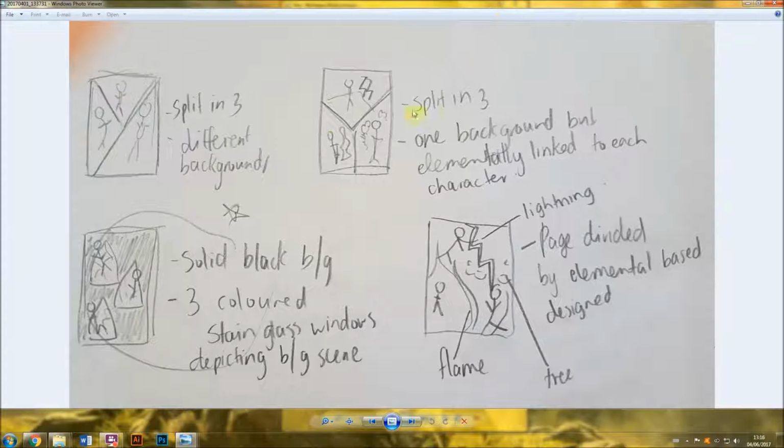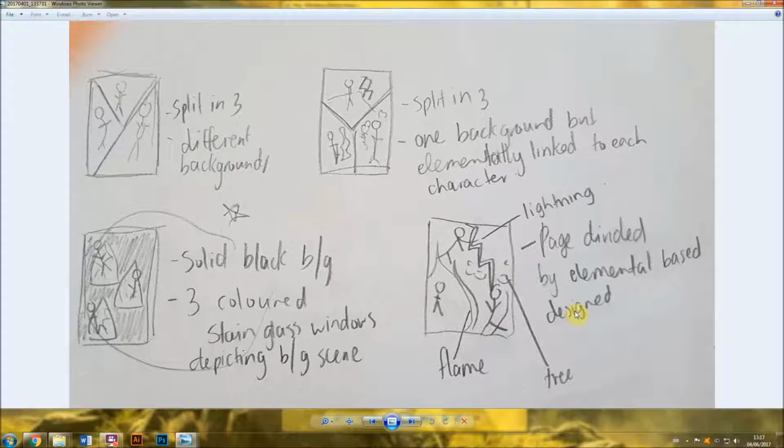So this was another one, same idea, split into 3 different backgrounds, the windows, the solid black, another 3 split one there, and then maybe splitting the image using parts of each character's elements. So this one, the flame child would be inside a flame. There's an electric bolt there, some leaves here.